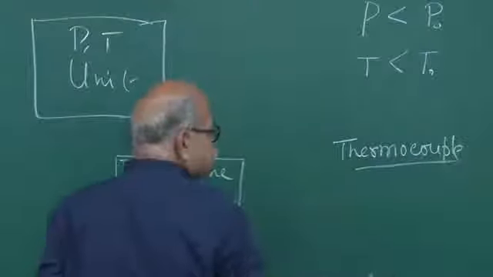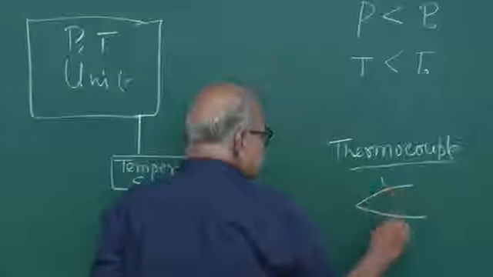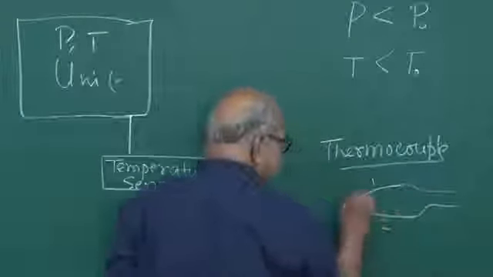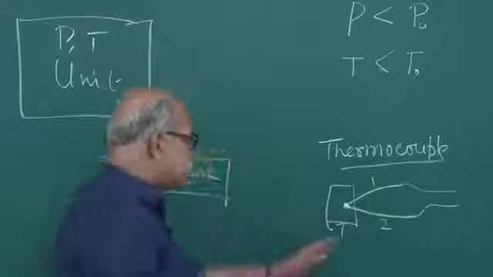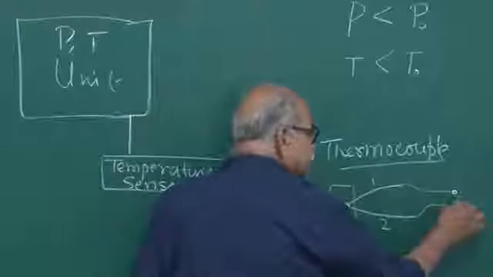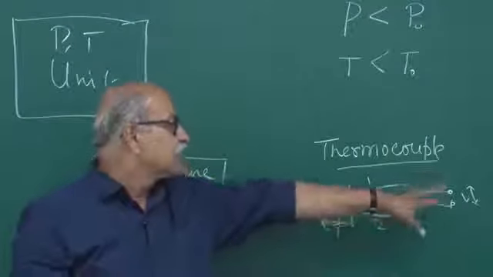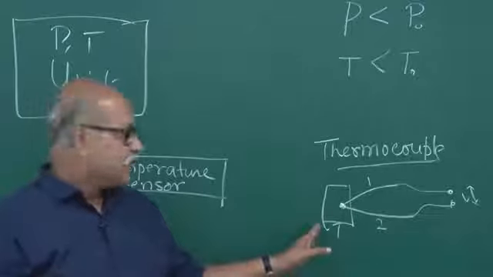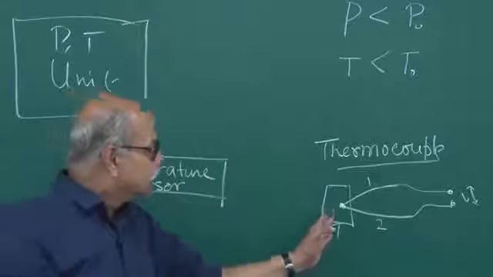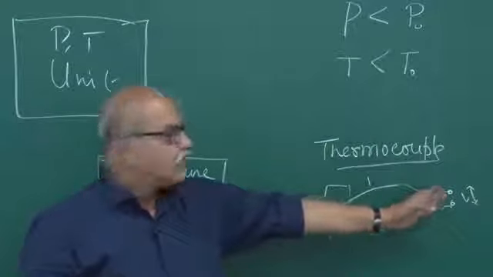In a thermocouple, you have two wires of different materials, 1 and 2, and then you have a junction here. This is a temperature sensor, and whatever the temperature is at this junction, corresponding to that it creates a voltage between these two ends that you can measure, and from there you can know what the temperature is. Okay. So, this is a temperature sensor. It senses the temperature and creates a voltage according to that. The higher the temperature, the higher the voltage created, and vice versa.